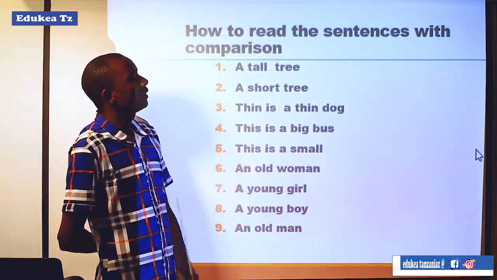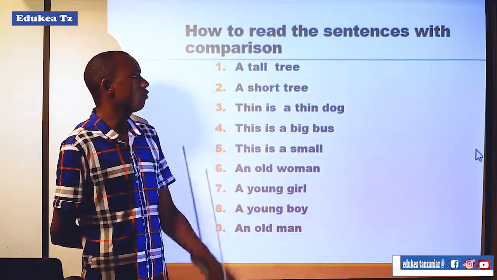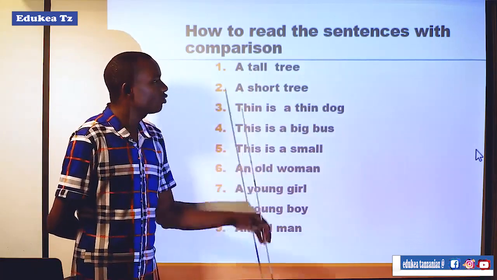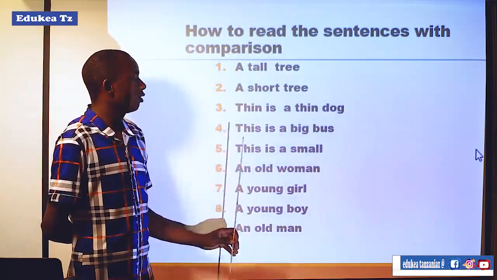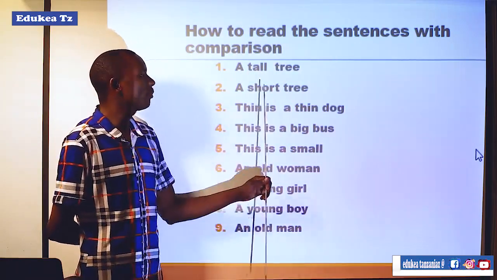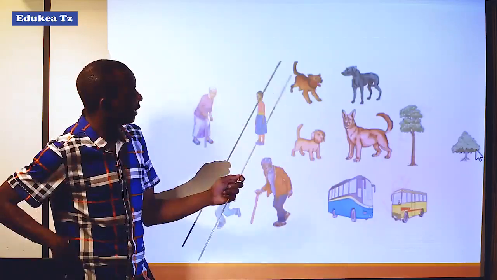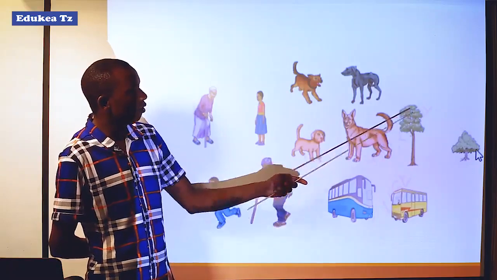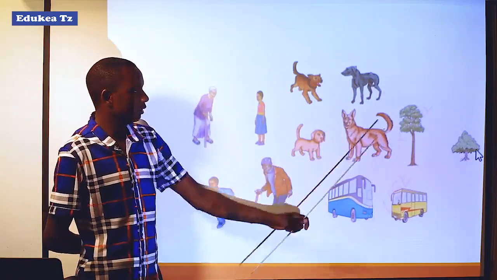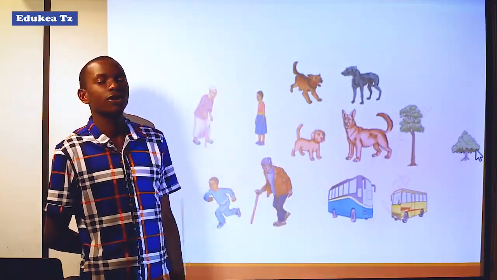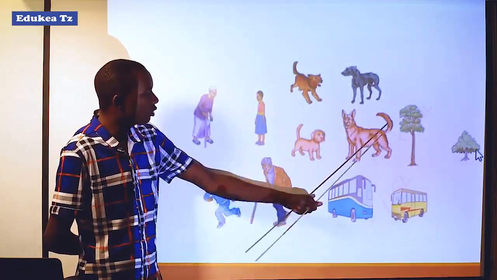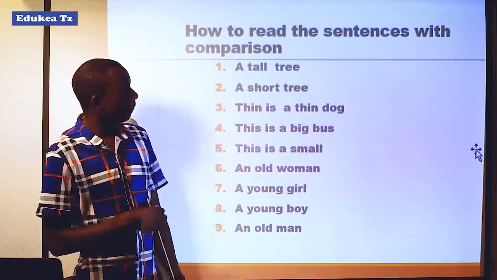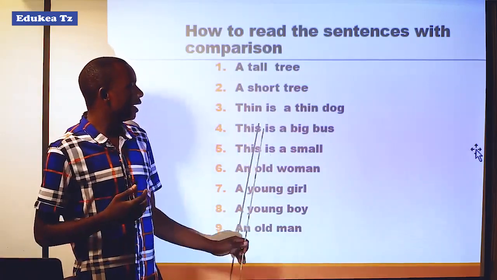How to read sentences with comparison? A tall tree, a short tree. A tall tree will be taller compared to the other one, as appears here. If you see these trees, these are two trees. This is a tall tree, and this is a short tree.